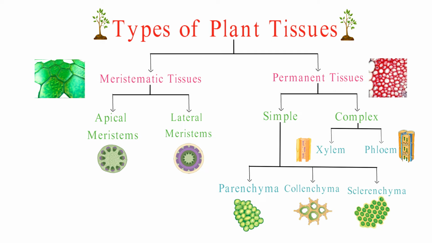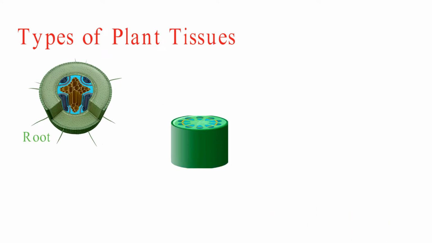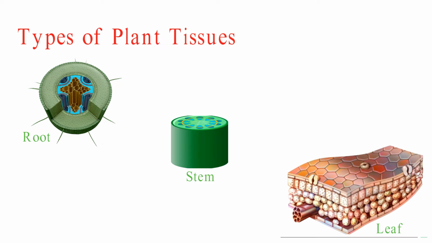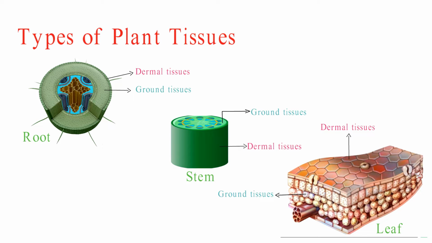Now that we've covered the main types of plant tissues, let's discuss how these tissues come together to form tissue systems. There are three tissue systems in plants: the dermal tissue system, the ground tissue system, and the vascular tissue system. Let's discuss all of them in detail one by one.